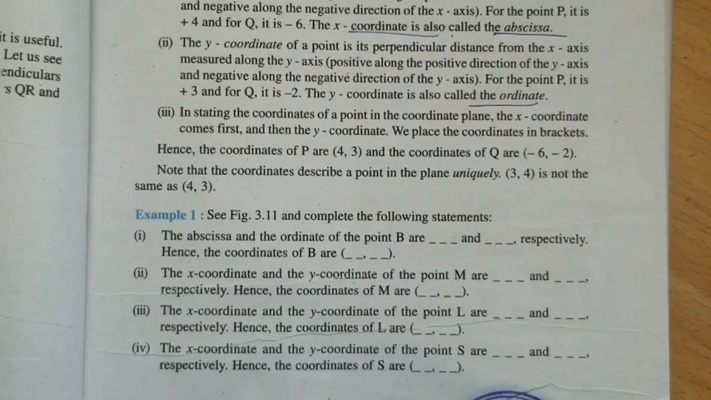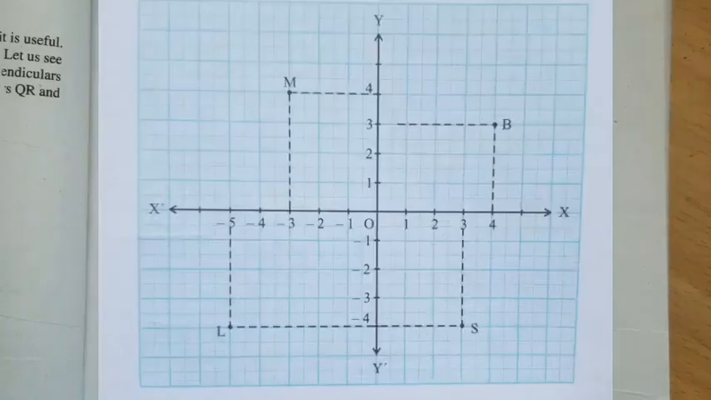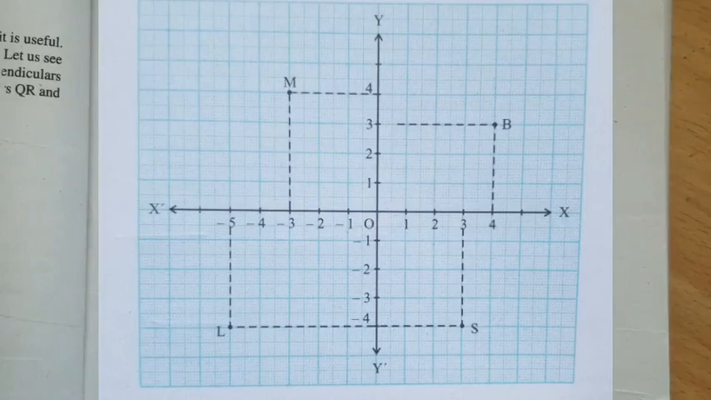Second one. The x coordinate and the y coordinate of the point M are. What is the x coordinate? X coordinate means x value. Okay, for the point M, what is the value on the x-axis? For M it is -3 and for y it is +4. So the coordinates of M are -3, +4.